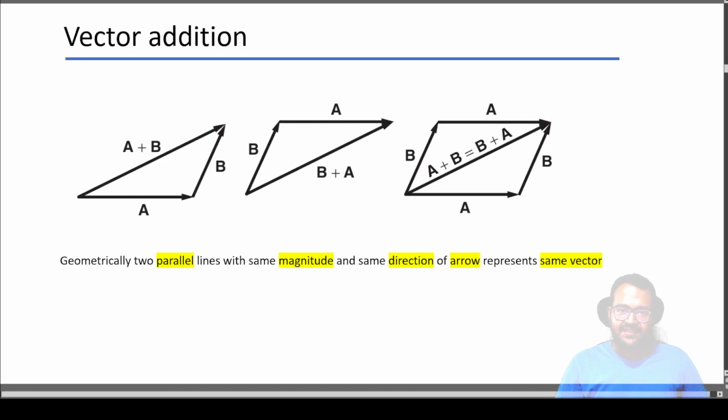Just as you see, if this is your B, this is your A, this is B plus A. If this is your A, this is your B, this is A plus B, and a parallel vector is the same vector actually. With the same magnitude, this is B, this is also B, this is A, this is also A. So vector A plus B is the same as B plus A. This is just the parallelogram law of vectors. Generally, two parallel lines with the same magnitude and the same direction of arrow represent the same vector. This is very obvious to you.